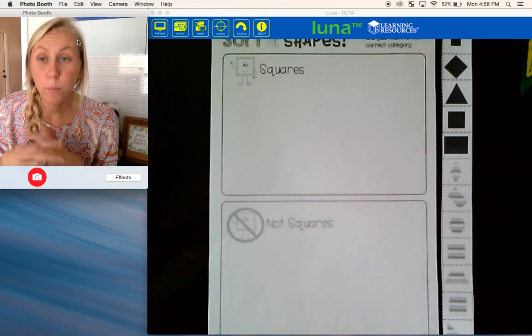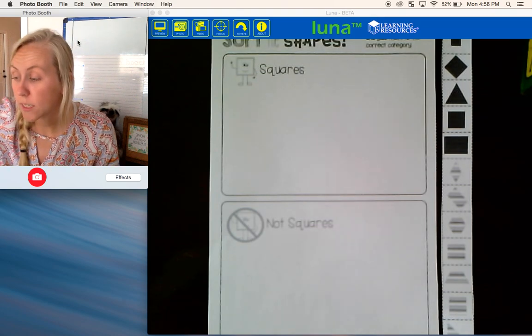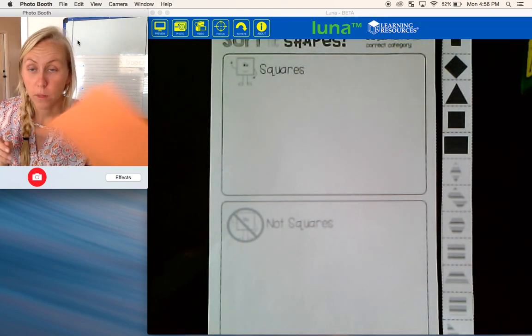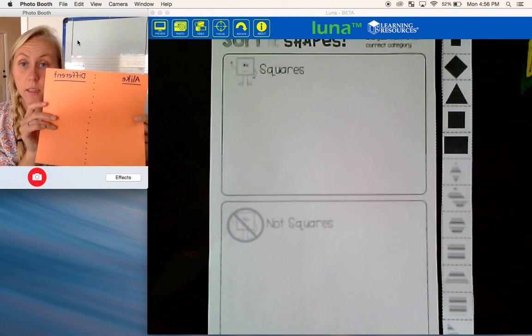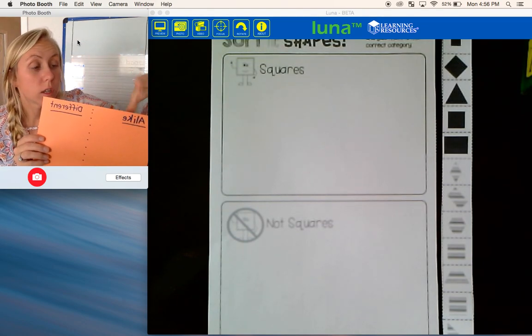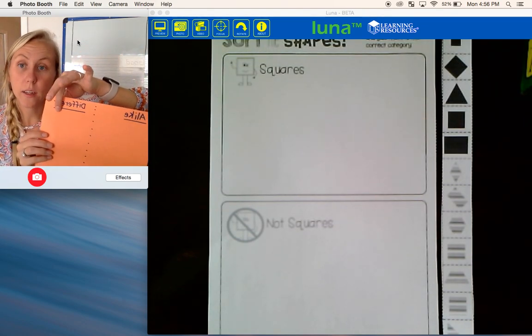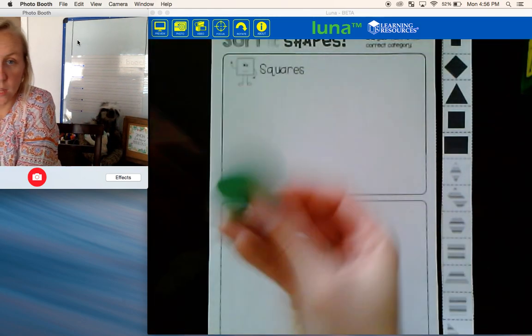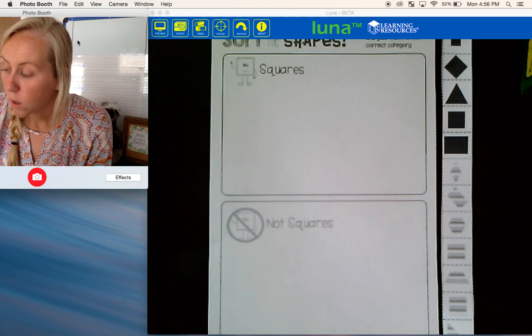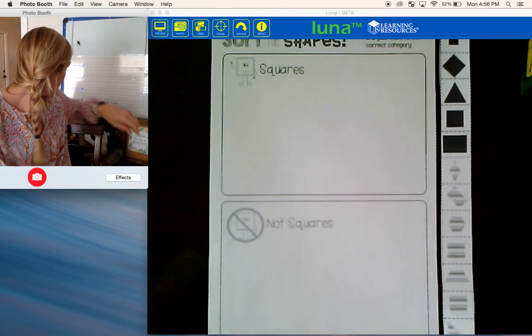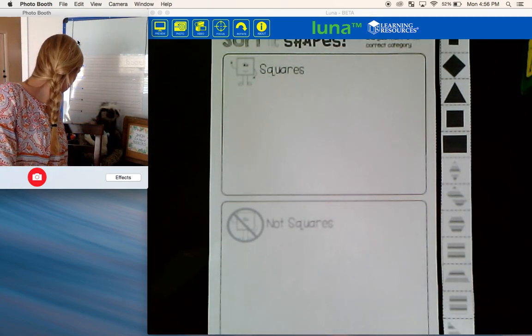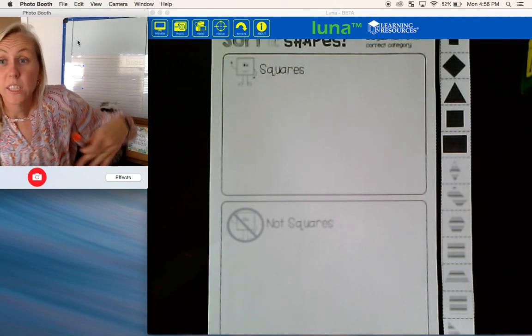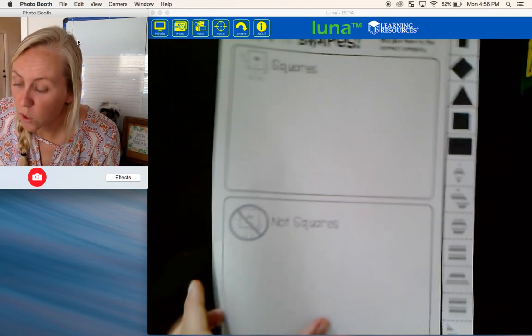Now, if you don't have a printer, this could be super simple to do on paper. You could do it just like this, but instead of alike and different, you could do squares and not squares. And then you can cut out different shapes and sort them based on which one they go in. Okay, I'm going to use this activity to go ahead and show you just a little bit of what to do for this. So you're going to help me.